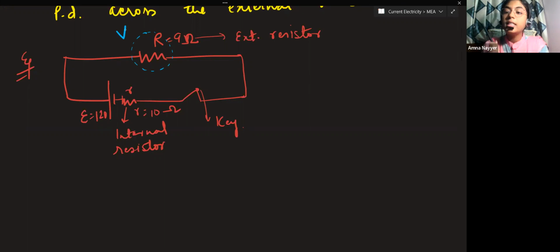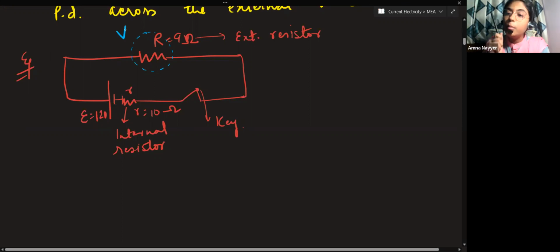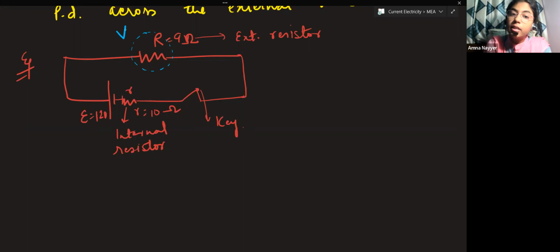Why? Because when the circuit is closed, when the key is connected, charges will be flowing, current will be running. Then there will be voltage across this resistor that is connected with the help of wire, the external resistor. That potential difference you call the terminal potential difference.